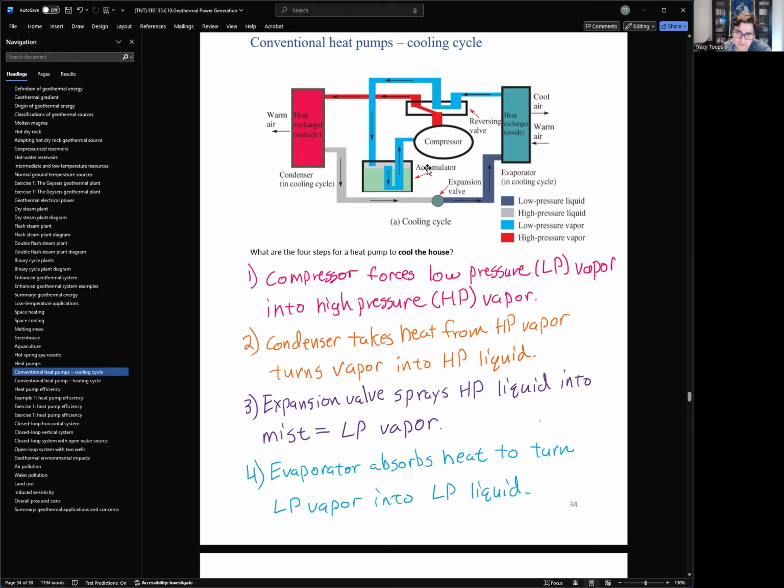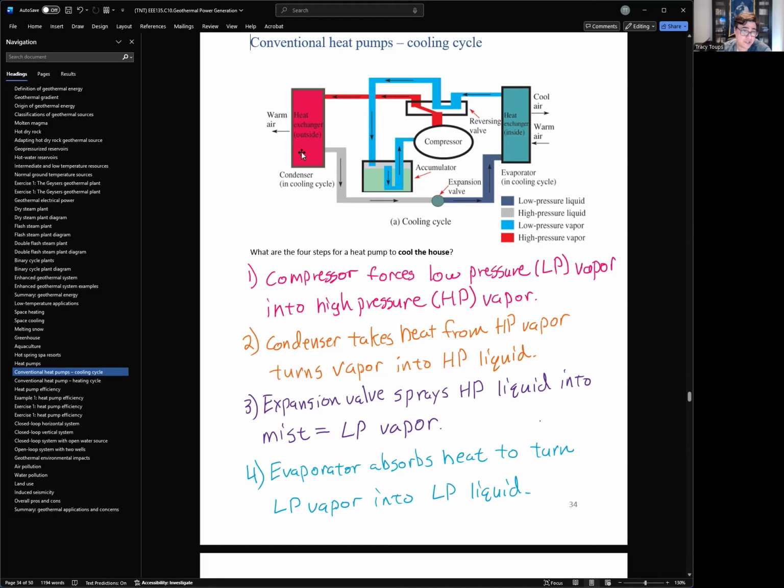Okay, so the four steps. Number one, we'll start with the compressor right here. The compressor will force the low pressure vapor into high pressure vapor. Coming out of the system, this blue is your low pressure vapor, and the vapor is called refrigerant. It's not just water, it's a special type of liquid. The compressor pulls it from the system and then pumps it into the condenser. So this whole red pipe and this condenser out here is high pressure because of the compressor forcing it. So you have high pressure vapor going into the condenser.